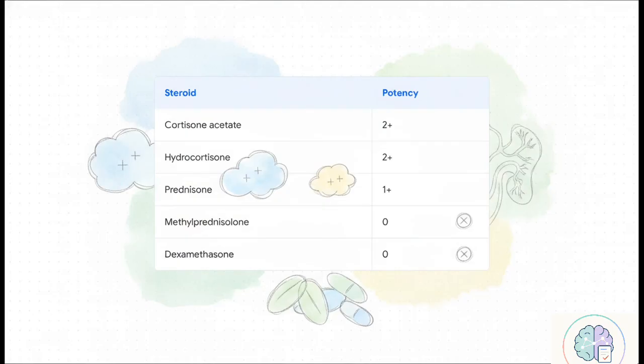Let's shift our focus to the mineralocorticoid potency of these same drugs. Cortisone and hydrocortisone pack a strong 2+ potency. That's exactly why they're the go-to choices for chronic primary insufficiency, like Addison's, where we literally have to replace those mineralocorticoids. Prednisone just has a mild 1+ potency, and both methylprednisolone and dexamethasone have absolutely zero mineralocorticoid activity.